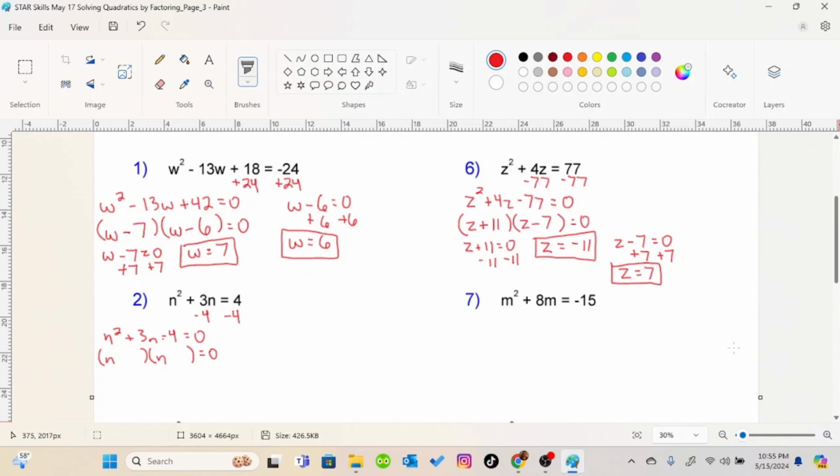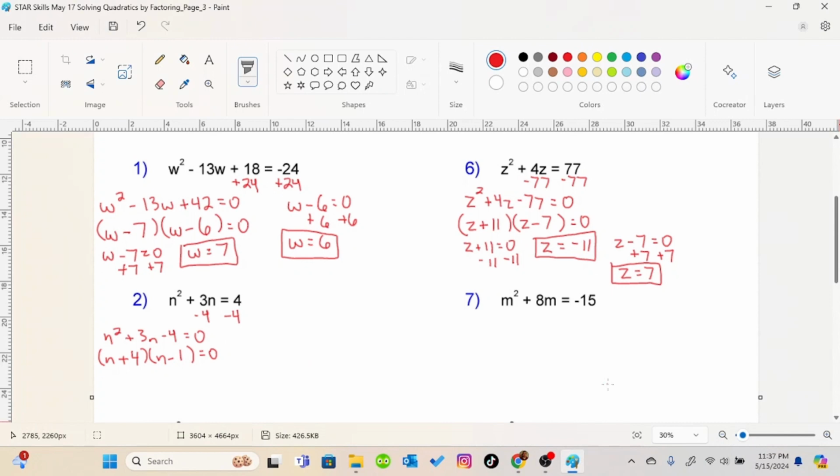The second symbol being subtraction tells us our signs are opposites. The first symbol being plus means our larger factor is going to be positive. We need numbers that multiply to negative 4 but add to positive 3, and that would be positive 4 and negative 1.